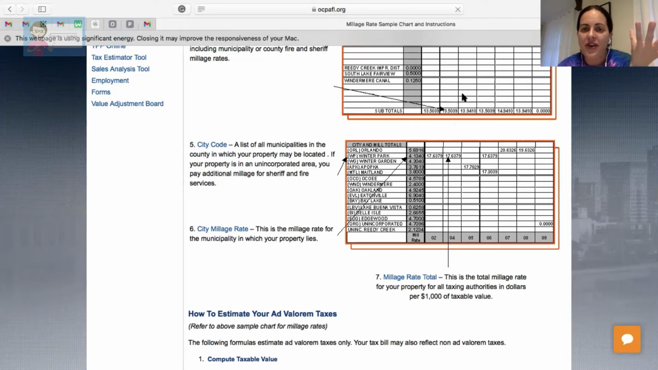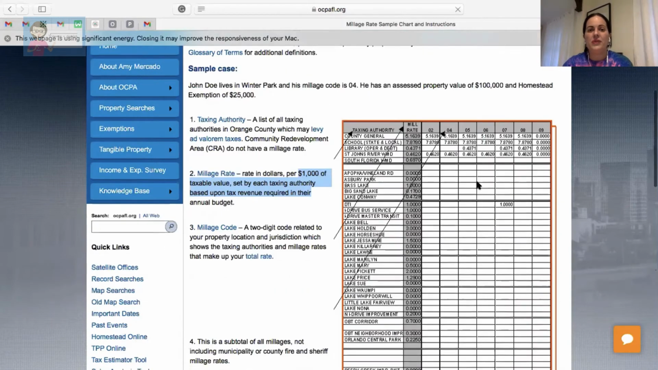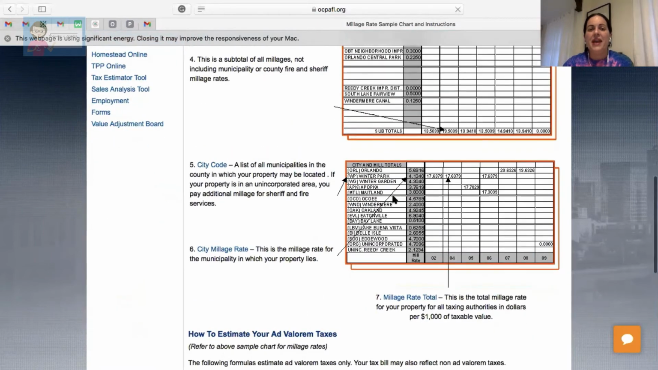Well, look, 13.5038 plus, and then right here, 4.1340 is going to give me the 17. So the mileage rate is the addition of this number, which is going to be what? The taxing authority, right? Plus the city and mill totals, depending if you are unincorporated, like it says here, but in this case, the example is Winter Park.